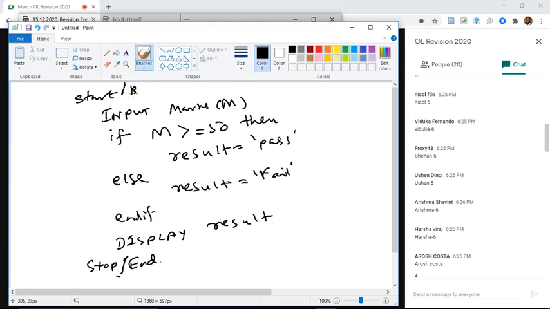Yes, ask. So if I write display pass or fail under the if condition, then no need to write the final display. Yeah, good. So you can do the same thing, right?